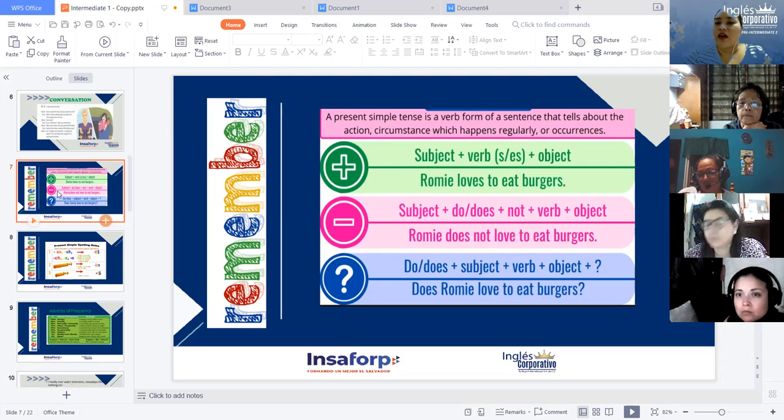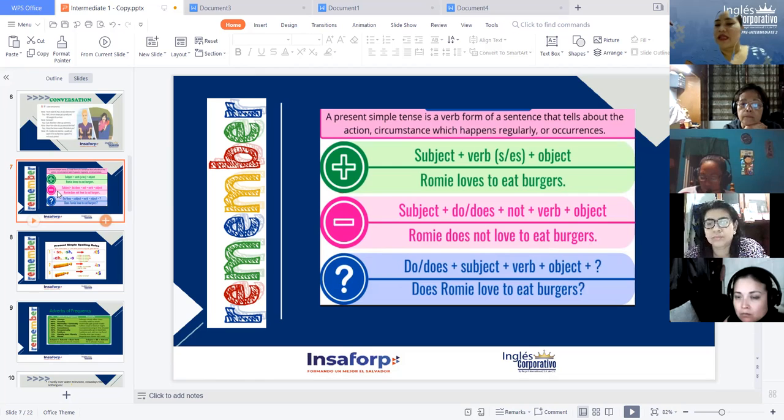Then we are going to have the negative sentences. In the simple present tense, if you remember, we have an auxiliary, right? The auxiliary might be either do or does, depending on the personal pronoun that we are going to be using. In this case, we are going to have subject plus do or does plus not plus verb plus the object, which I say will be the complement, right? So we have Rami does not love to eat burgers, right? Once again.